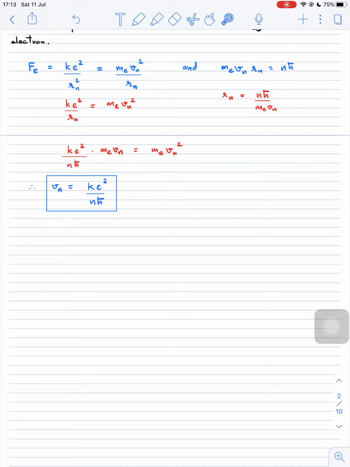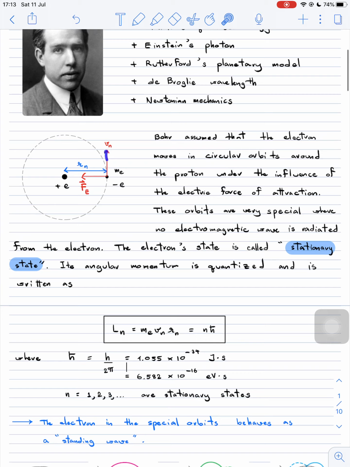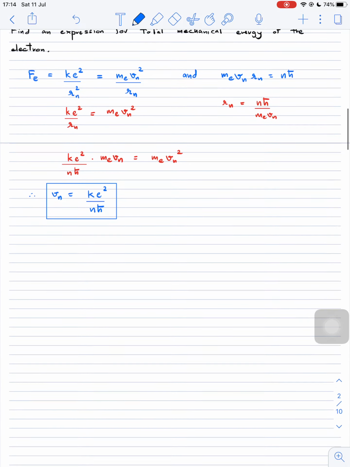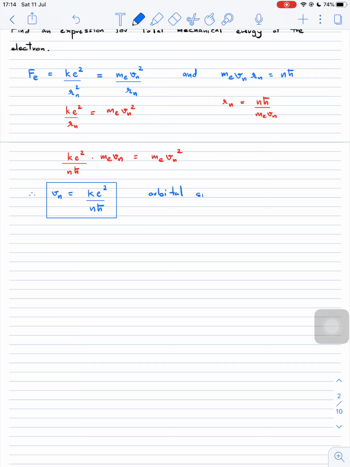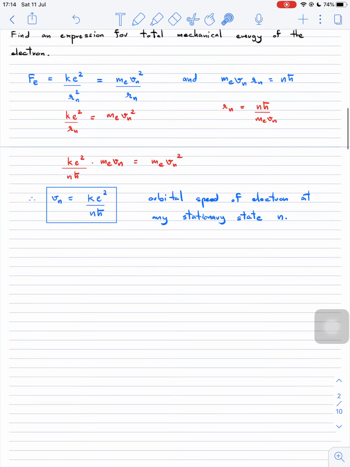Now we have the answer for the speed of the electron in the orbit n. You can see that the larger the value of n, the smaller the speed of the electron. It means that if the electron goes further away from the proton, the speed of the electron will be smaller. Don't forget that this is the orbital speed of the electron at any stationary state n.